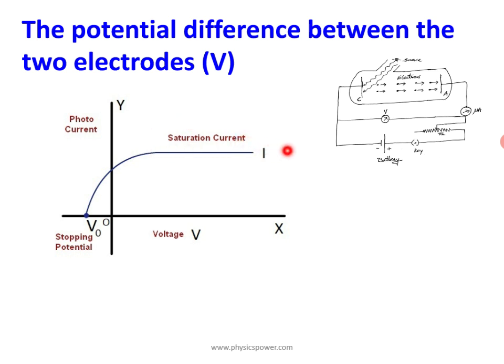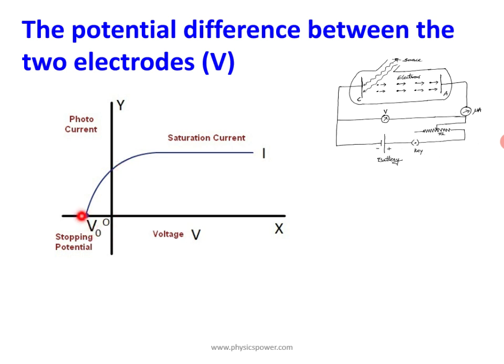Now if you interchange the battery polarities, then A will get a negative charge and plate C, the photometal, will get a positive charge. Whenever we apply a negative charge to plate A, the electrons will face a negative plate, so a repulsive force will come. Due to the repulsive force, electron velocity decreases continuously. If you keep increasing the negative potential of plate A, at a particular negative potential the total photocurrent will be 0.